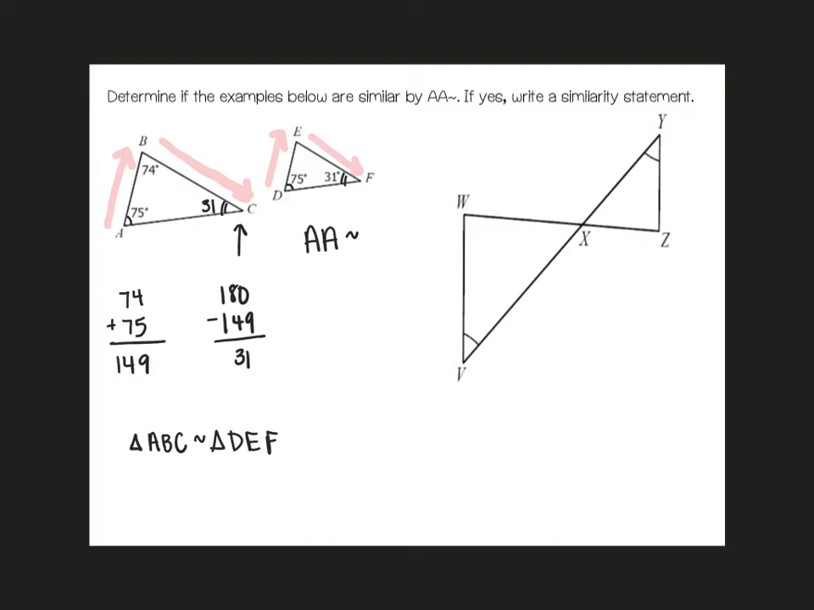On the second example, there are no angle measurements given, but you do have that angle V is congruent to angle Y because they're marked. You can actually add a mark because right here, these 2 angles are considered vertical angles, and we know that vertical angles are congruent. So once I add that, I do have 2 sets of angles that are congruent. So these are angle-angle similar.